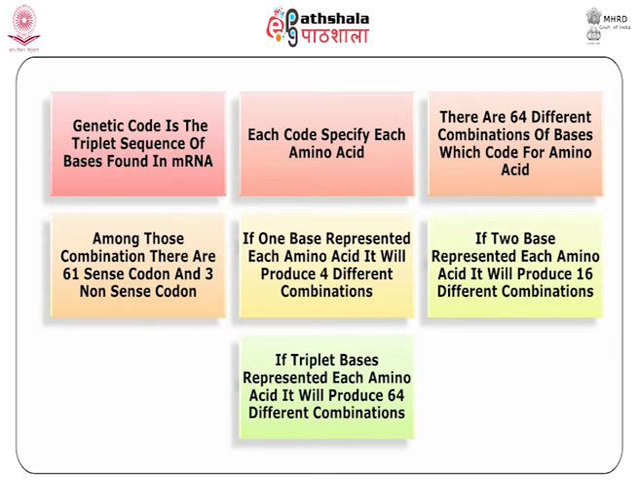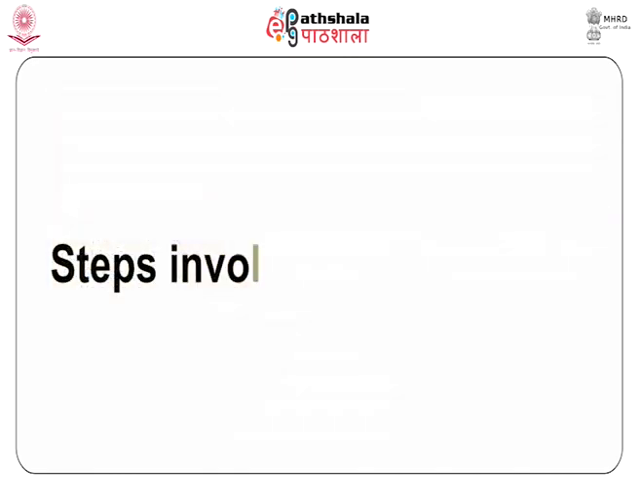If one base represented each amino acid, it would produce 4 different combinations of A, T, G, and C. If 2 bases represented each amino acid, it would produce 16 different combinations. If triplet bases represented each amino acid, it would produce 64 different combinations.